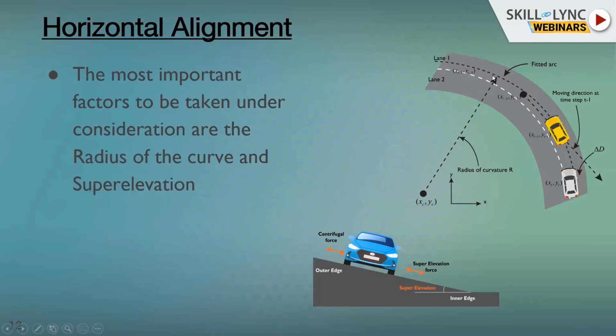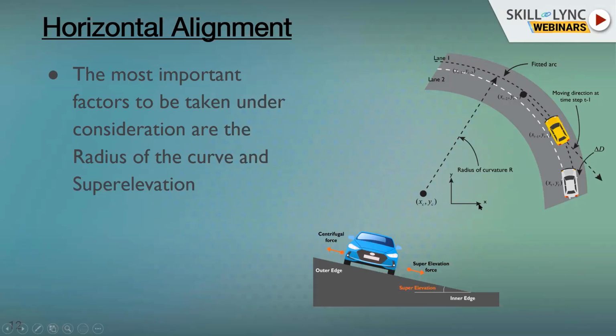So coming to the horizontal alignment, as a designer, you will fix the horizontal alignment. How do you fix it? With the help of tangents, spirals, and curves. Normally we identify the straight sections first, and we join those deflections with a curve. You cannot design a road like perpendicular.